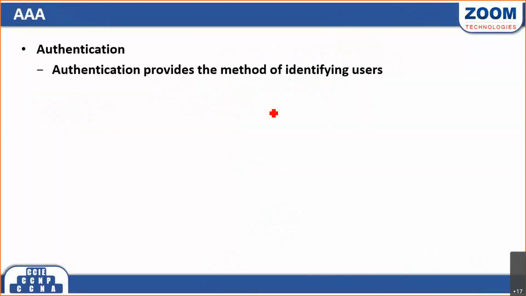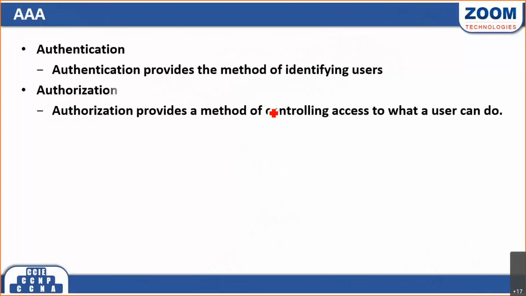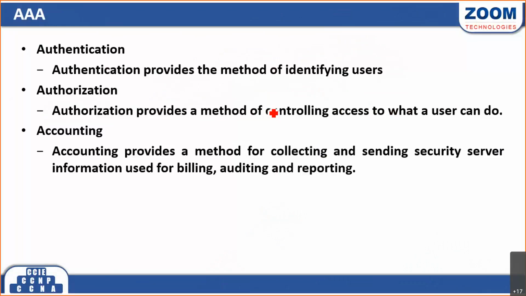Next, authorization means what? Access level, a privilege level, what a user can do, right? So authorization is a method of controlling access to what a user can do. Next, accounting: collecting activity, collecting the information about what he has done or what activities he has done. So it is very useful for sending information to the security server for billing, auditing, and reporting purposes.